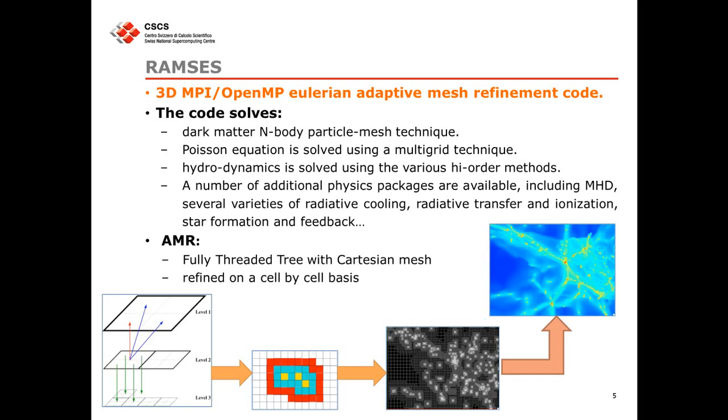The first code is the cosmological simulation code Ramses. This is a three-dimensional Eulerian code to describe the evolution of cosmological structures, but it can also be used on smaller scales of galaxies, and even on the scales of star-forming regions, and even for the formation of planetary structures.